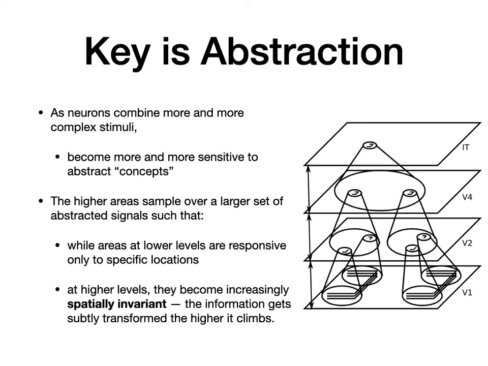Now, to help with the idea of the invariance of being connected over this space, the higher areas are sampling over this larger set of abstract signals, such that the lower areas might only respond to very specific locations in the visual field, but at the higher levels, they're becoming more and more abstract automatically because they're not connected to the raw physical locations anymore. They become spatially invariant. The information gets subtly transformed the higher up it climbs.